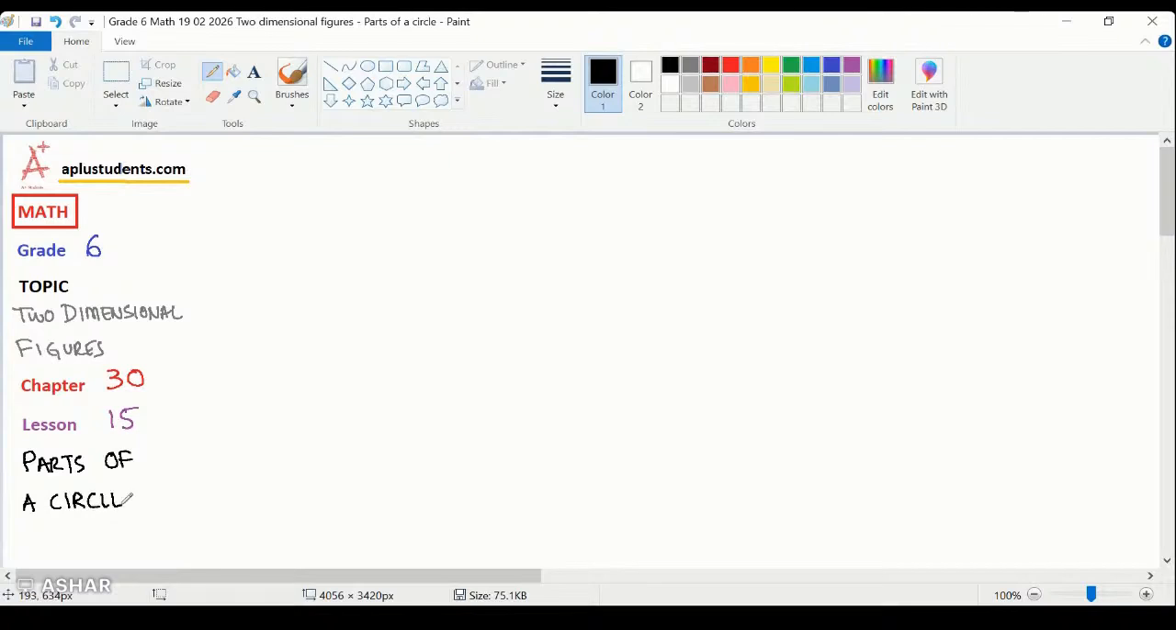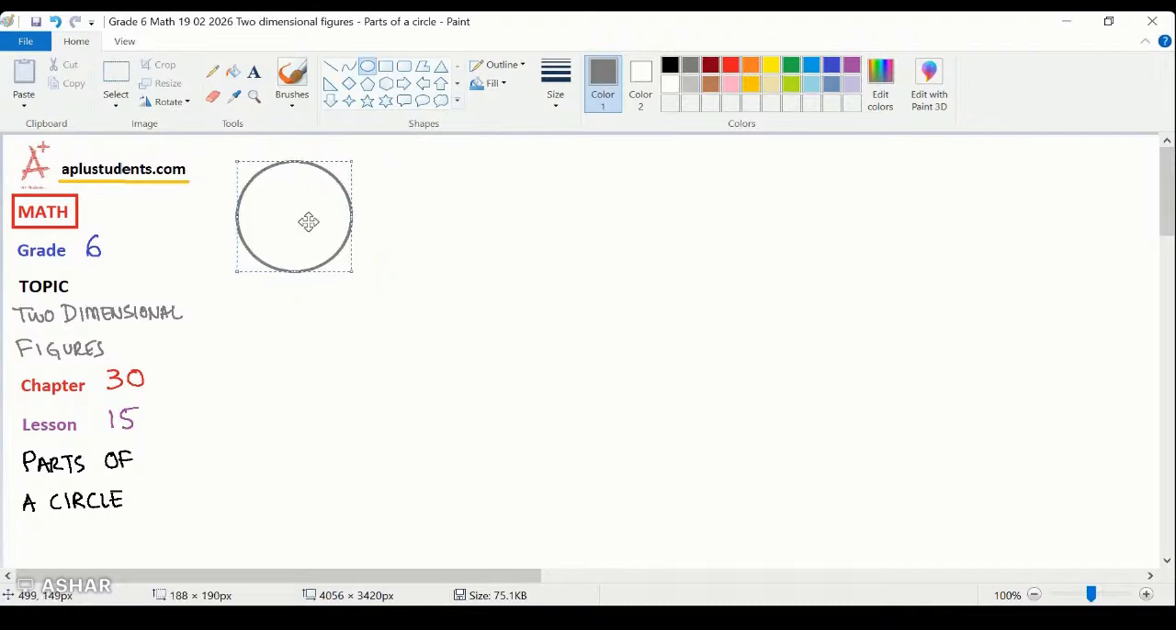So let's first look at what the parts of a circle are, and then we'll do the questions. Okay, so let's go to maths. Grade 6, chapter 13, lesson number 15. Let's draw a circle and look at different parts of a circle. Let's first have a look, then read questions.